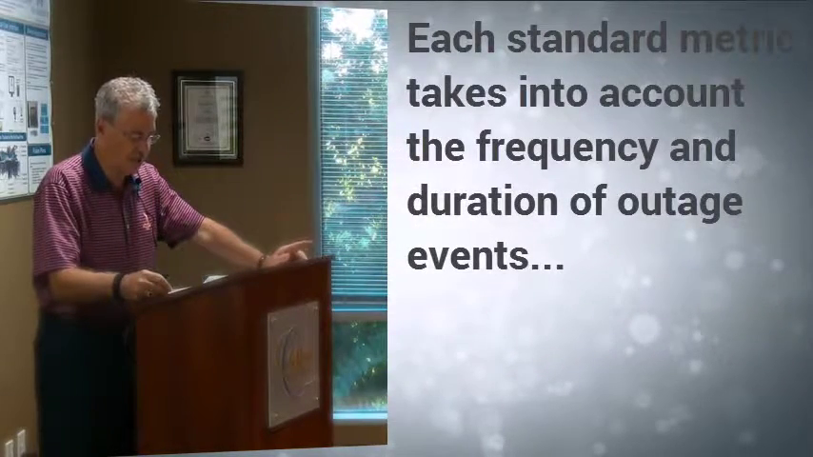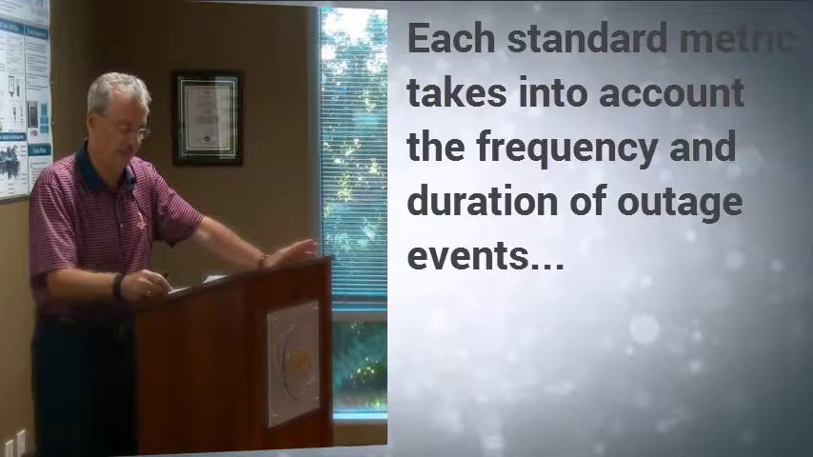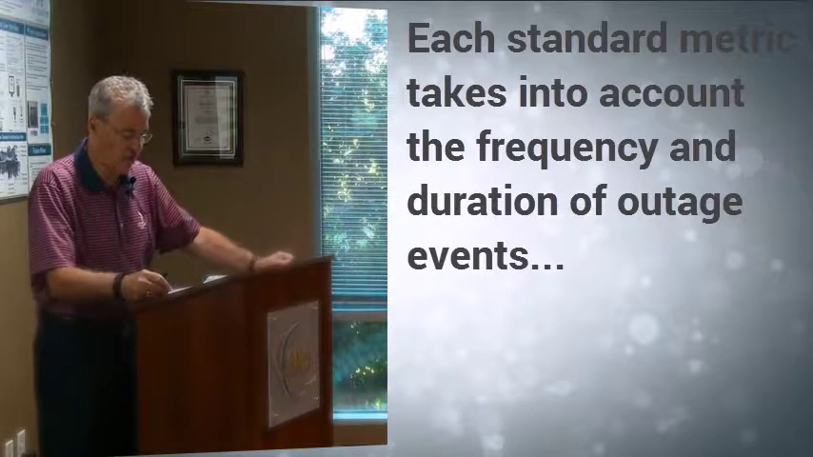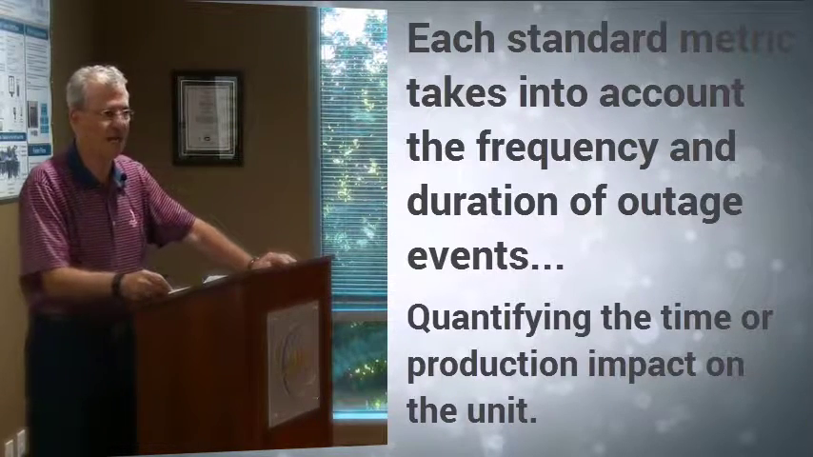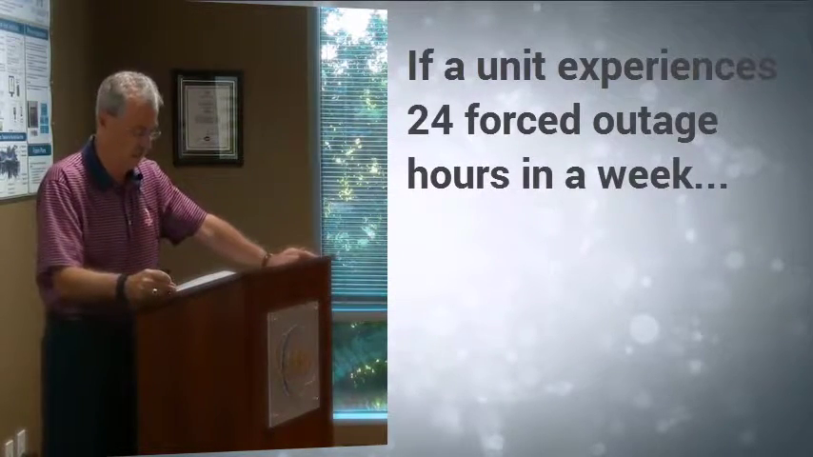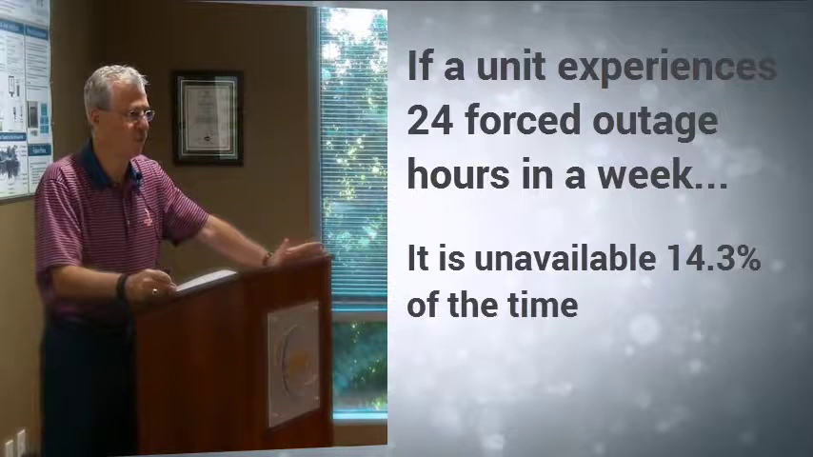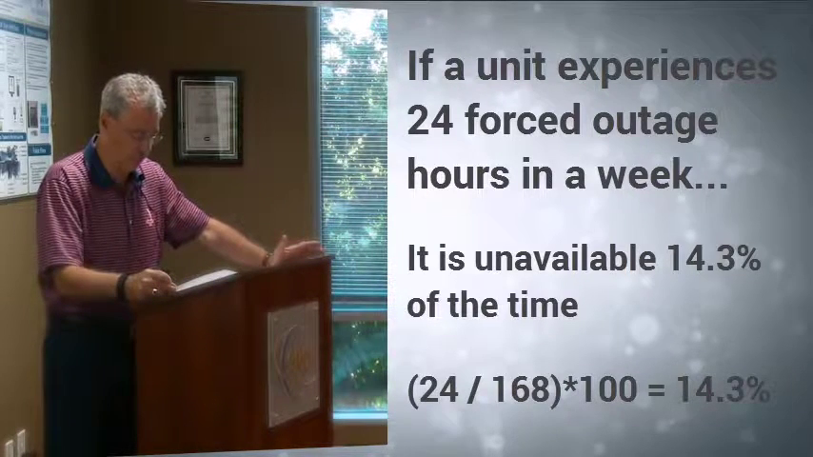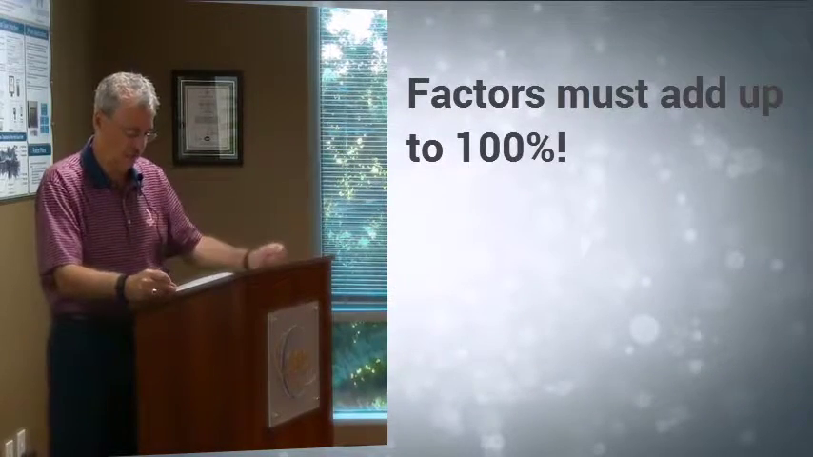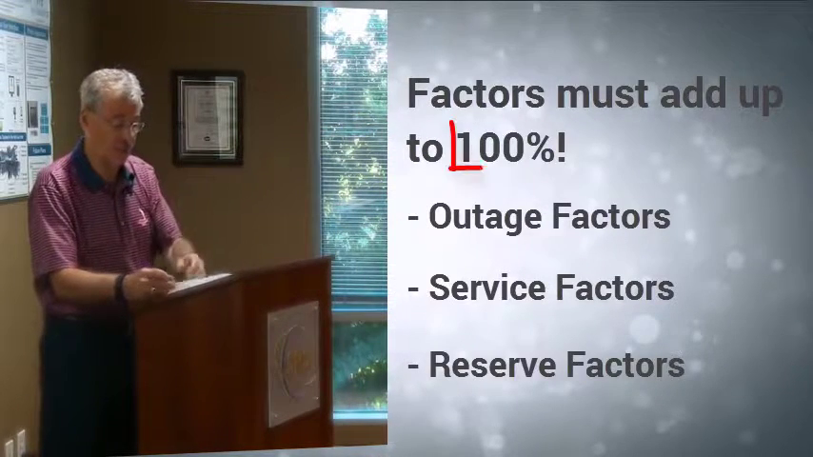Each standard metric takes into account the frequency and duration of outage events. And guess what? We deal with outage events every day. The frequency and the duration, quantifying the time or production impact on the unit. That's very, very important. Factors are a measure of time, a percentage of time. If a unit experiences a 24-hour forced outage in a week, they are unavailable 14.3% of the time. Right? 24 divided by 168 better be 14.3%. Factors have to add up to 100%. Outage factors, service factors, and reserve factors, the sum gets you to 100%.